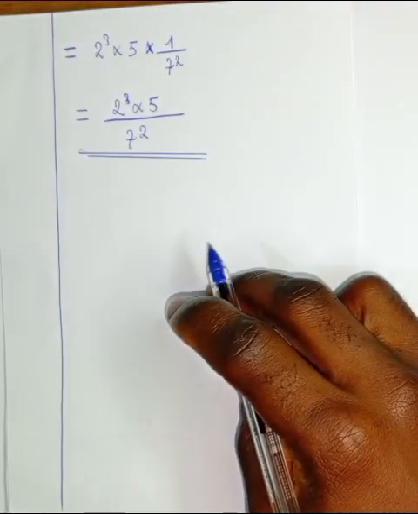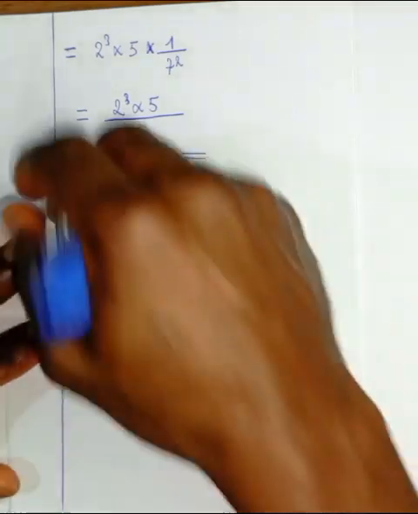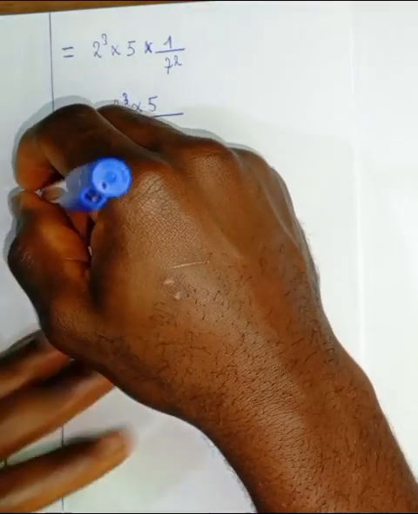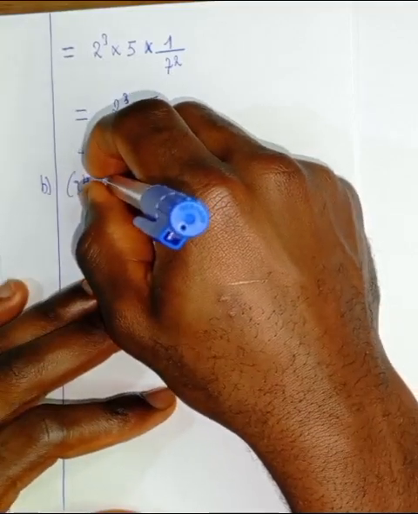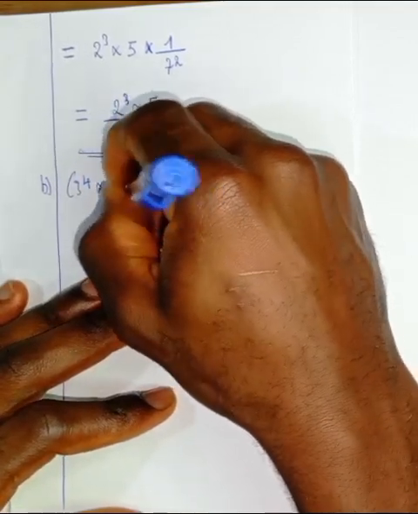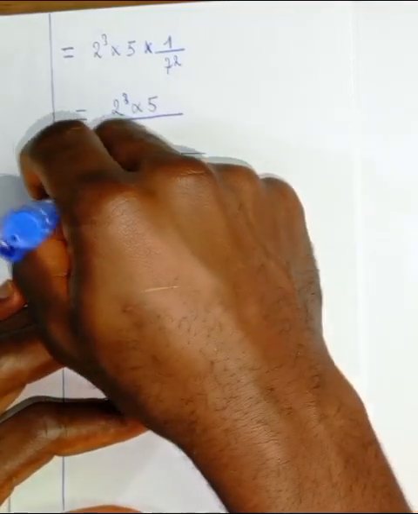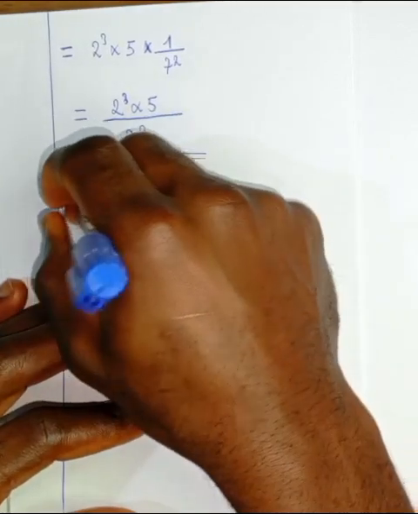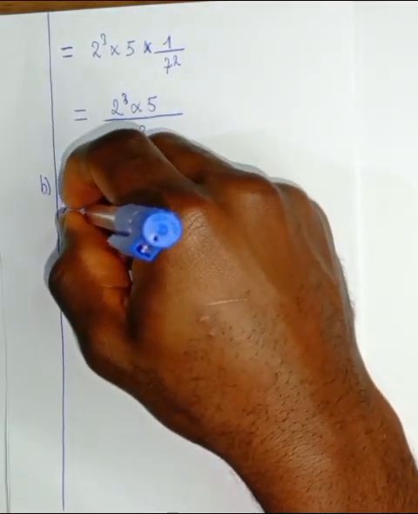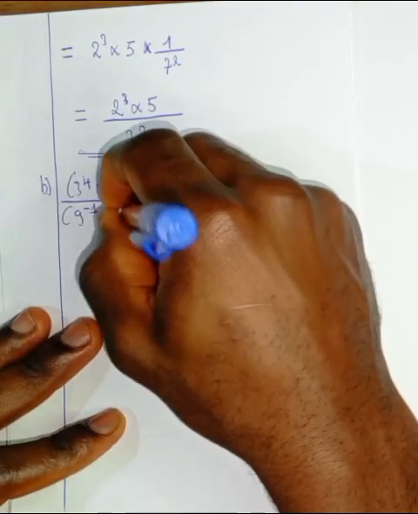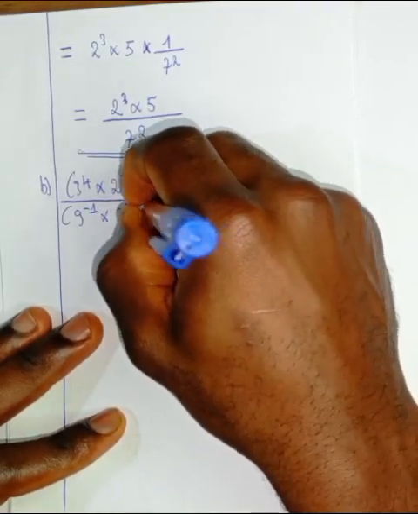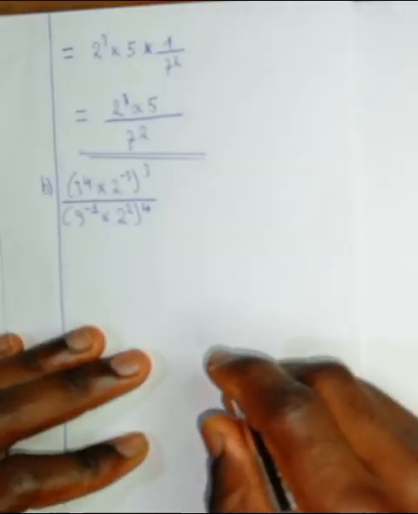Question A. We go now to question B. For B we have 3 raised to the power 4 times 2 raised to the power negative 3, all this cubed, all over 9 raised to the power negative 1 times 2 raised to the power 2, all this raised to the power 4.